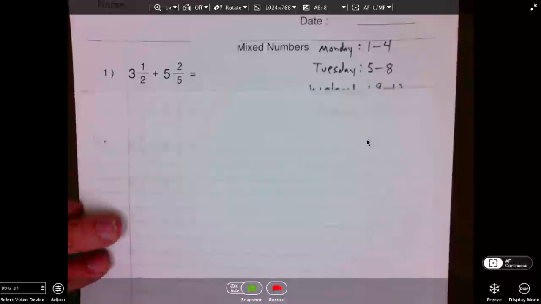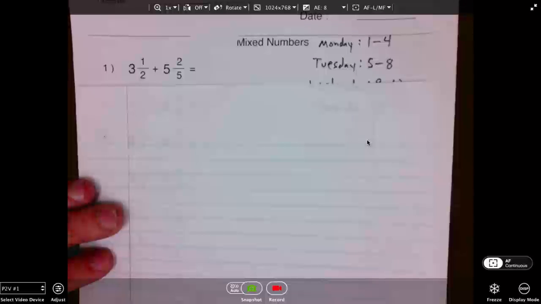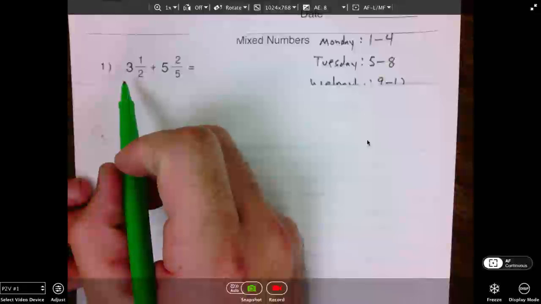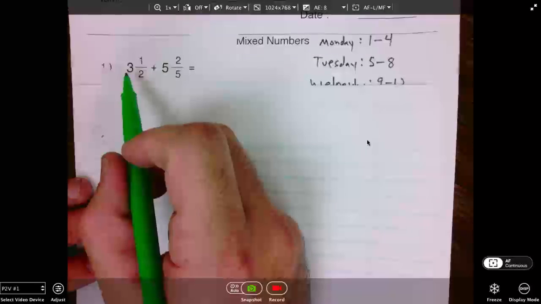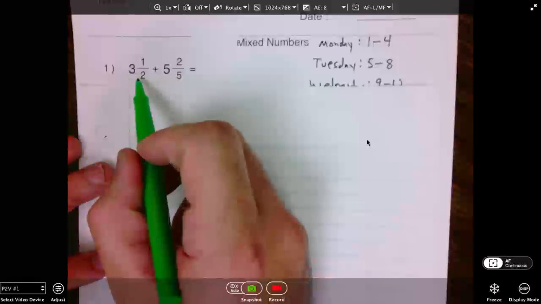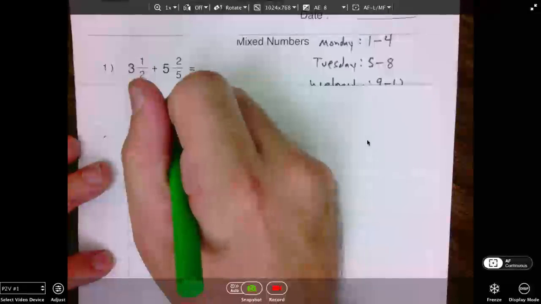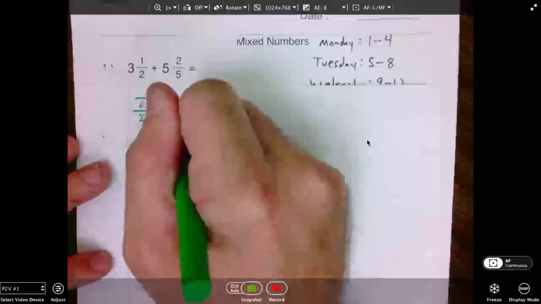Looking at problem number 1, 3 1/2 plus 5 2/5. I will first turn each one of these mixed numbers into improper fractions. 3 times 2 is 6 plus 1 is 7. 3 1/2 is equal to 7 over 2 plus 5 times 5 is 25 plus 2 is 27. 27 over 5.